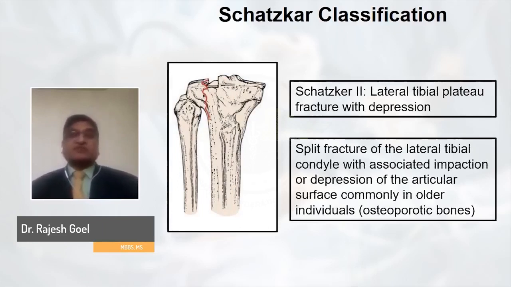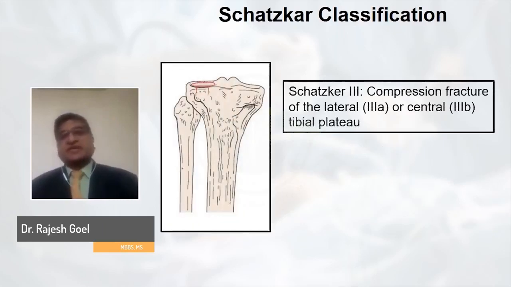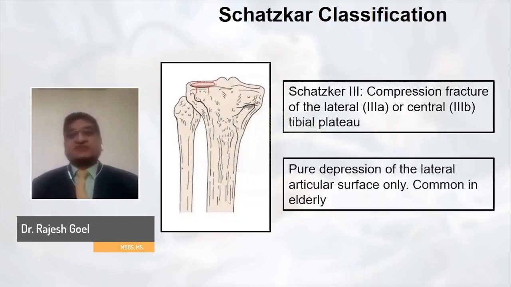You see the difference between the first and second is that in Schatzker type 2 there is a depression fragment lying there. We have to observe it, and this depression has to be completely corrected, otherwise there will be incongruence of the articular surface. Schatzker type 3 is a purely depression fracture, a compression fracture of the lateral condyle or the central tibial plateau. It's purely depression of the lateral articular surface only. It is very common in the elderly because the bones are osteoporotic.